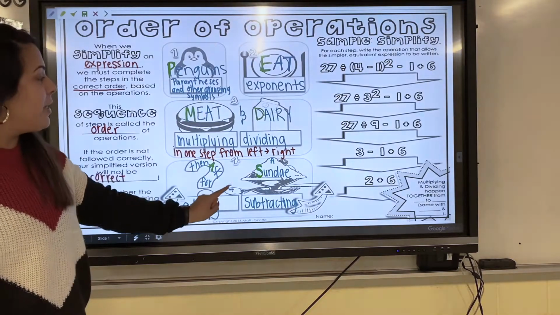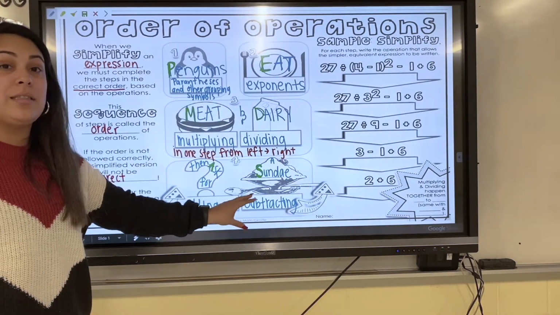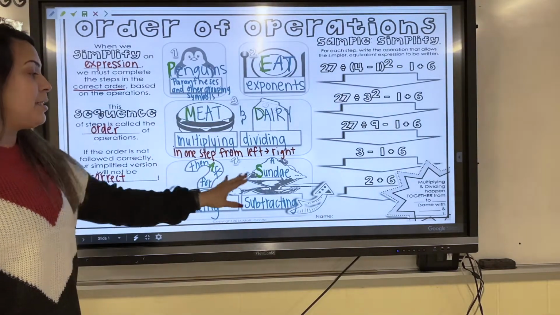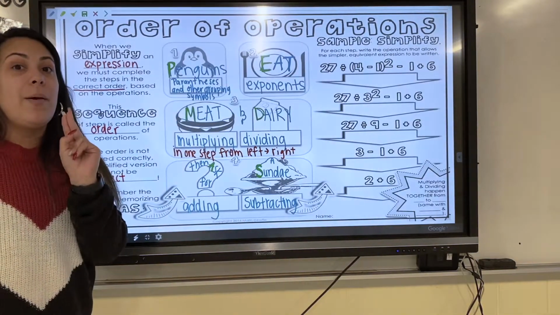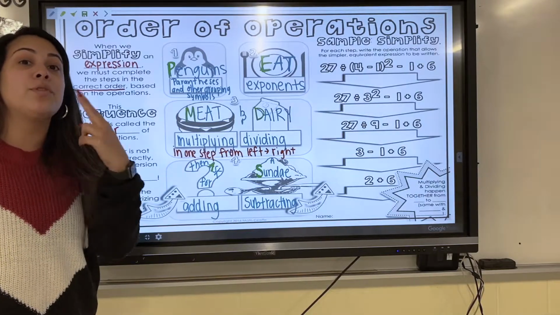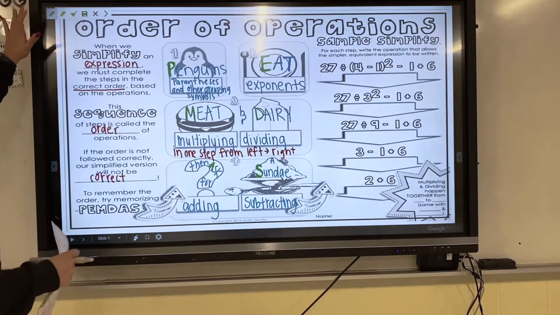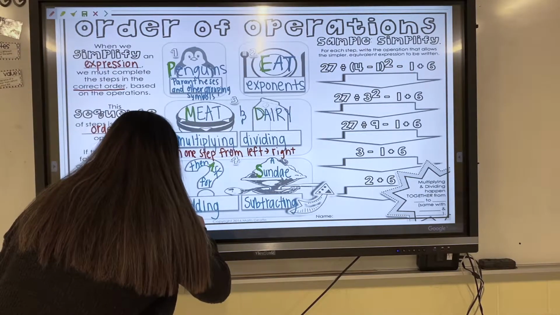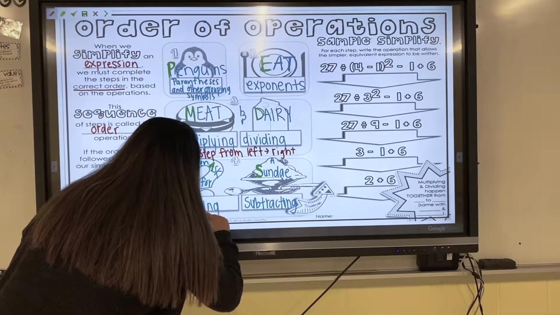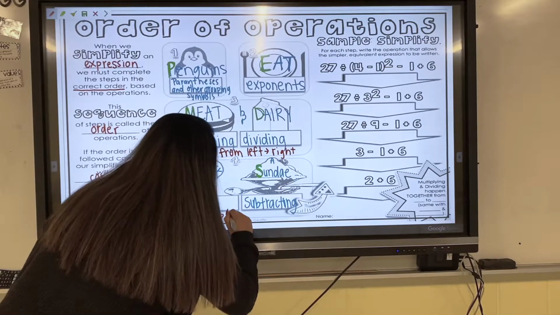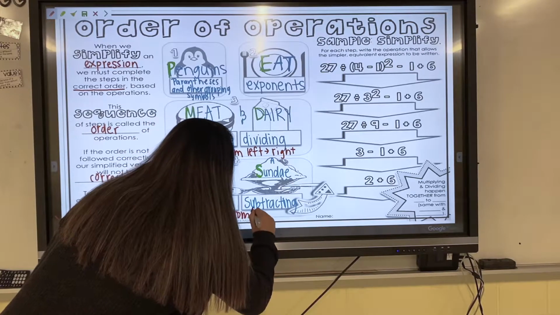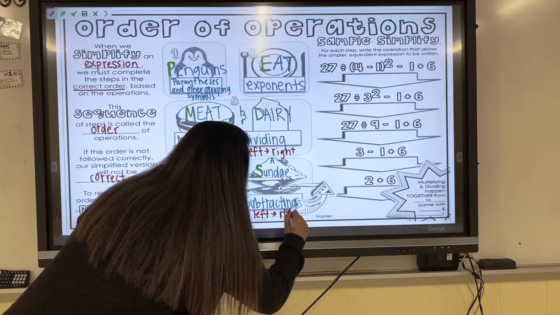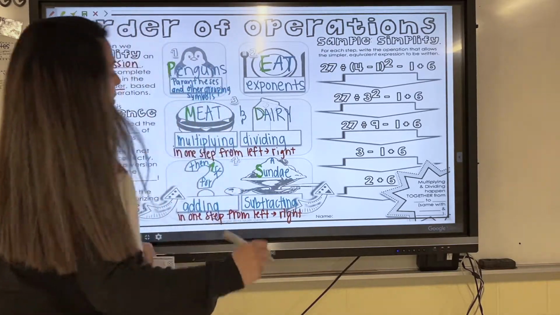So if you notice, this is just step 4. So 4 is similar to 3. Adding and subtracting go together. You will do whichever one comes first when it's from left to right. So I'm going to write the same note down here. In one step from left to right.